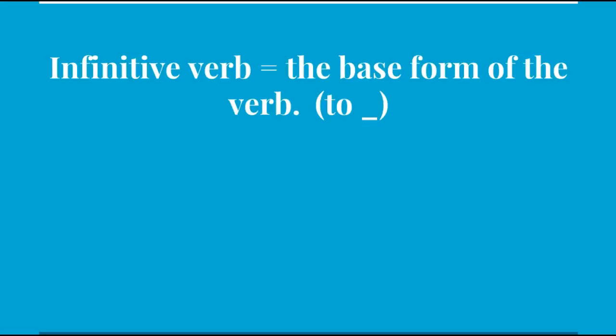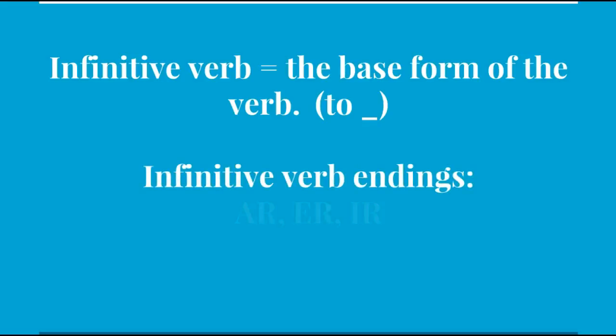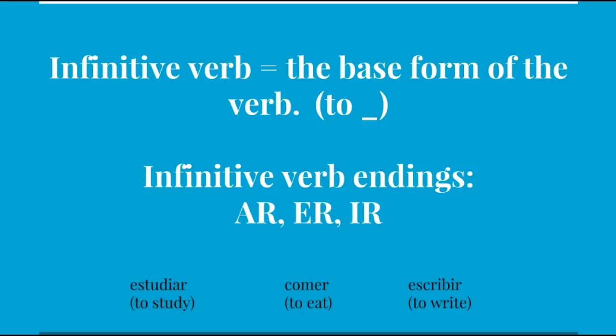Instead of putting the word "to" in front of them, they have an ending, and it can either be AR, ER, or IR. So anytime you see a verb with an AR, ER, or IR at the end, that verb is in the infinitive form. Here are some examples. Estudiar, which means to study, comer, which means to eat, and escribir, which means to write.